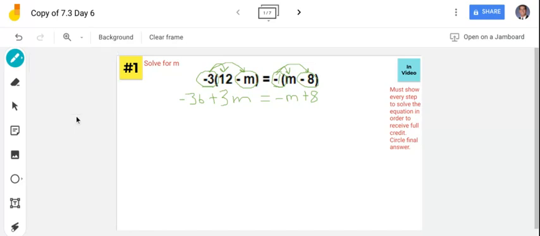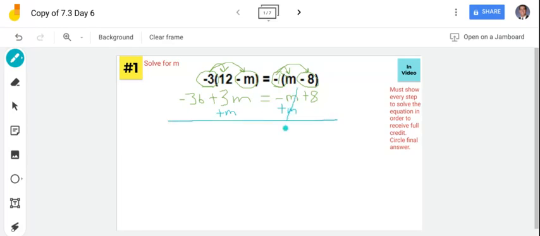So go on to step 2, combine like terms. Look left, I have a -36 and a positive 3m, not like terms. Then I look right, not like terms. So I can't do step 2. On to step 3, get the variable on one side. I'm going to choose to get it on the left side. So I'm going to move this -m to the other side by adding m. I'm going to add m to both sides. Notice how I stack my m terms.